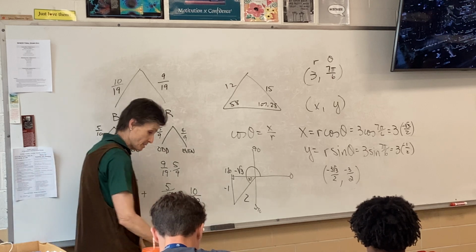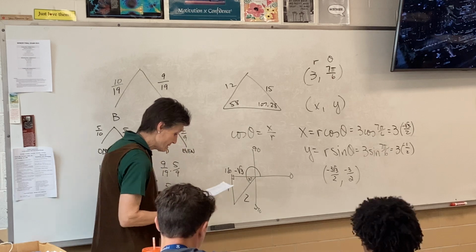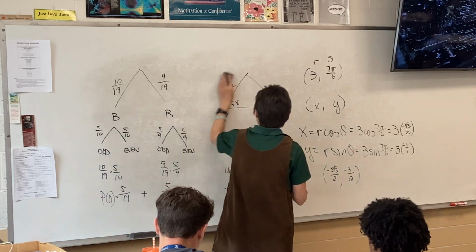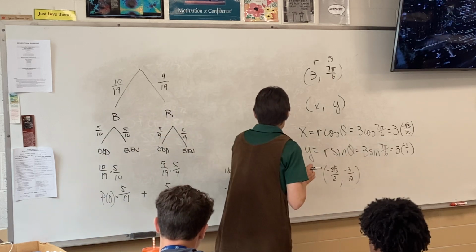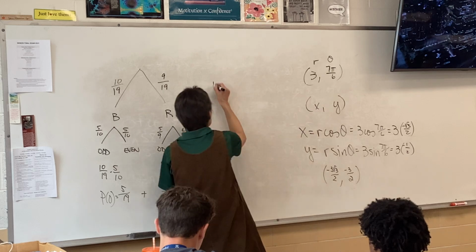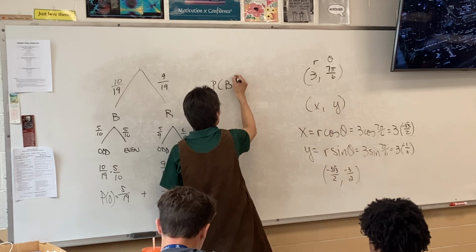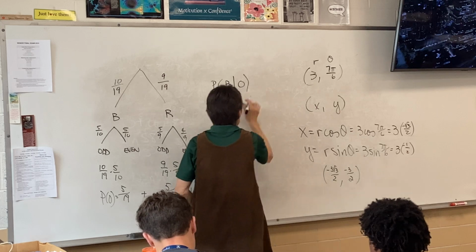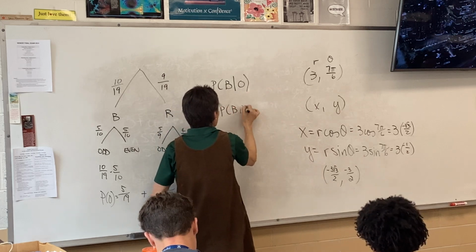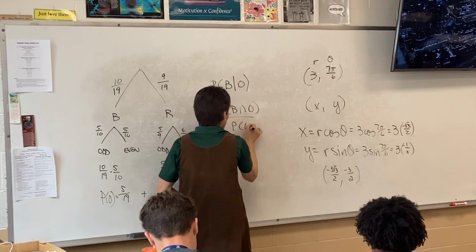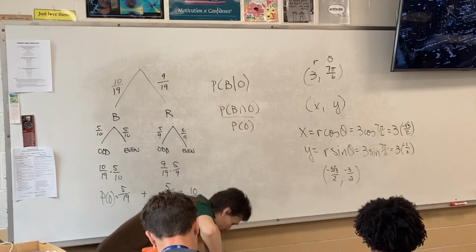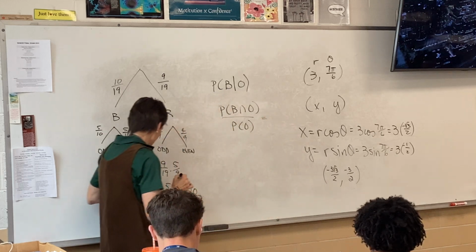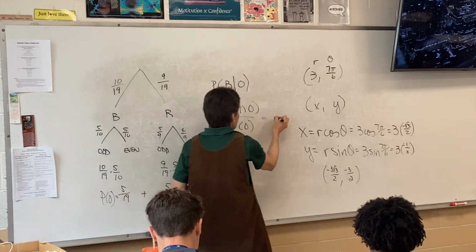Now, the question says, given that it's odd, what's the probability it's blue? So the probability of blue given odd. All right, so that's going to be blue and odd over the probability of odd. Now I already did the probability of odd. The total probability of odd is 10/19.